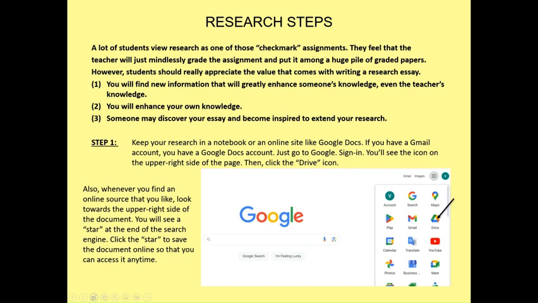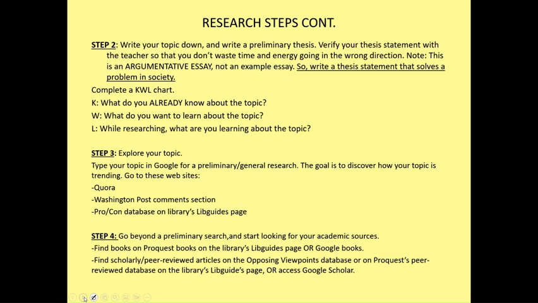So you want to keep your research in a notebook or an online site like Google Docs. If you have a Gmail account, then you have Google Docs. You just have to open it up and use it, okay? But keep your research in one place so that you won't be scurrying around trying to find it. And on Google, whenever you open a website you like, in the upper right hand of the search engine, you'll see a star. You can click that star and it will help you save your information online.